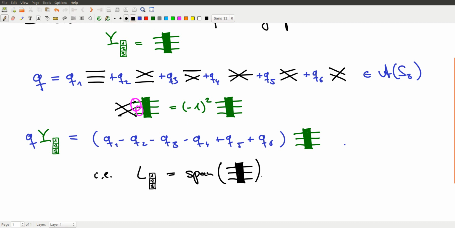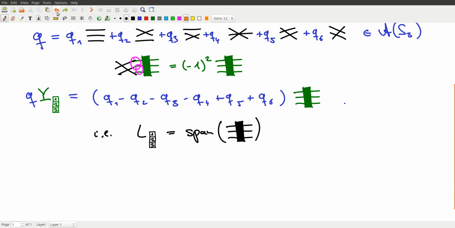Okay, and if we now want to know what's the representation that lives on this subspace, we have to act with our group elements on elements of this subspace. But that's just the calculation we already did. We know what happens when we multiply a group element and the antisymmetrizer. So we already know the representation matrices, which are just numbers here because it's a one-dimensional representation. This is a one-dimensional space here.